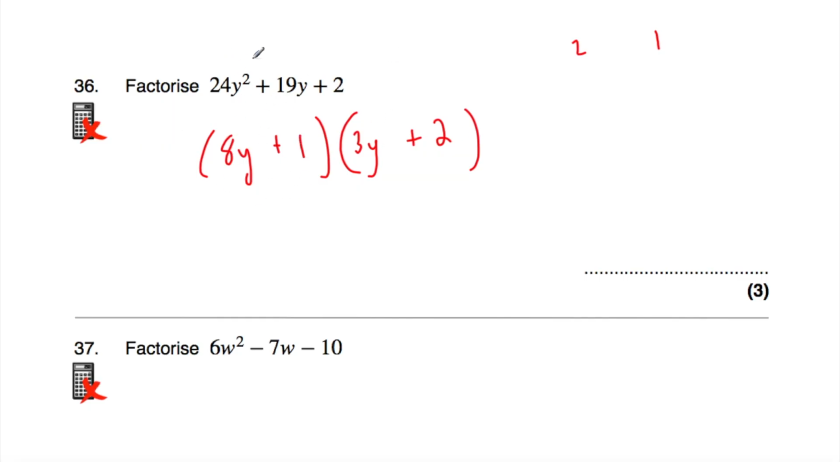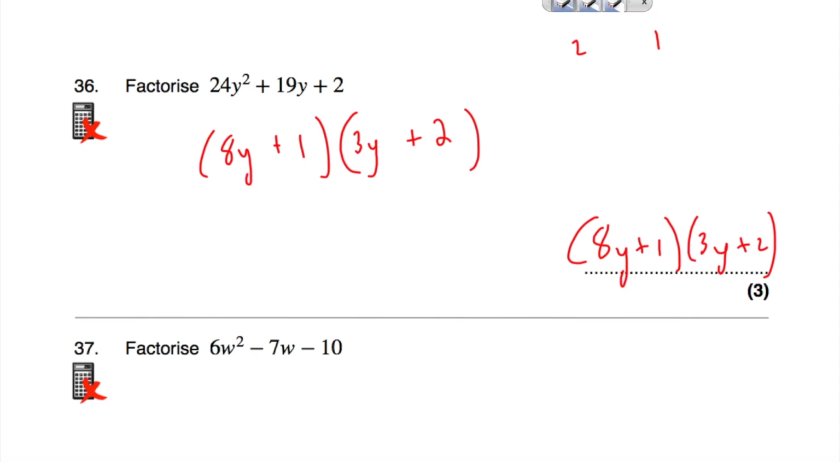8y times 3y is 24y squared. 8y times 2 is 16y, plus another 3y would be 19y, and then 1 times 2 is 2. And so that's it. That's our answer: 8y plus 1, and then in brackets 3y plus 2. And again, the more practice you do of these using inspection, the better you get at them, and you'll be able to factorize these quite quickly.